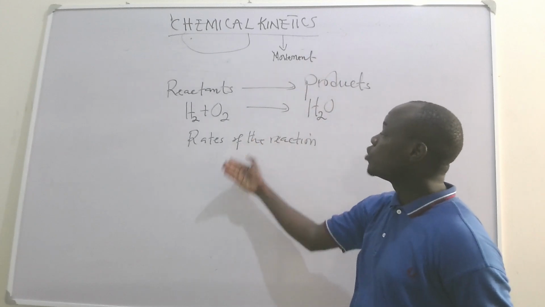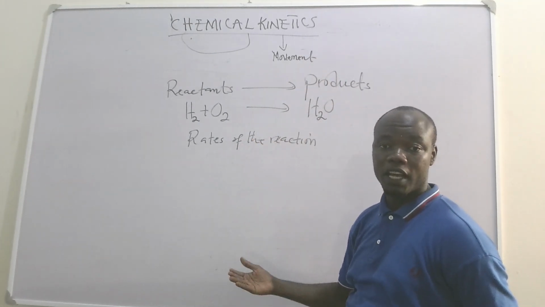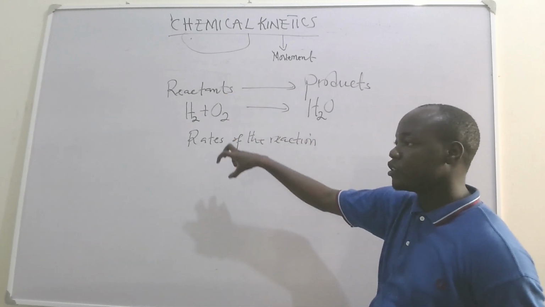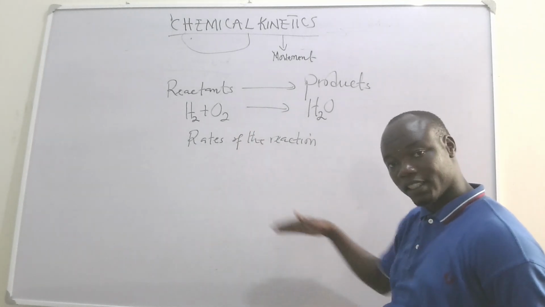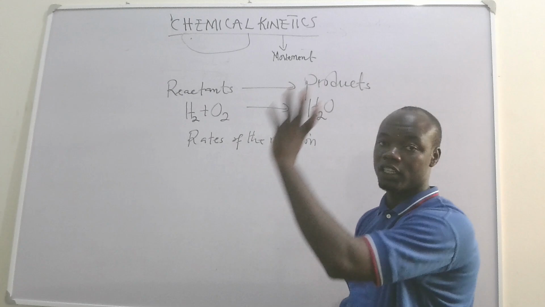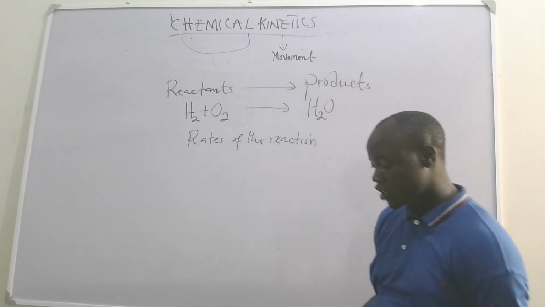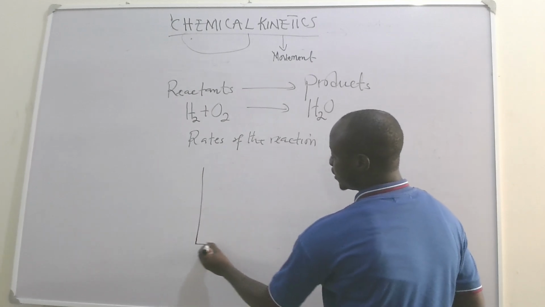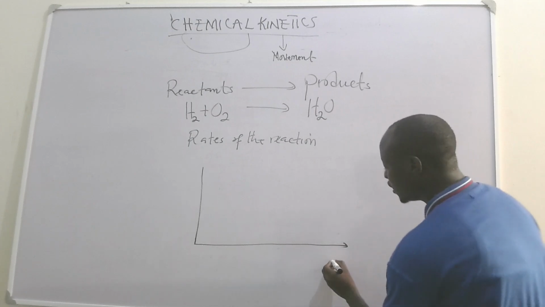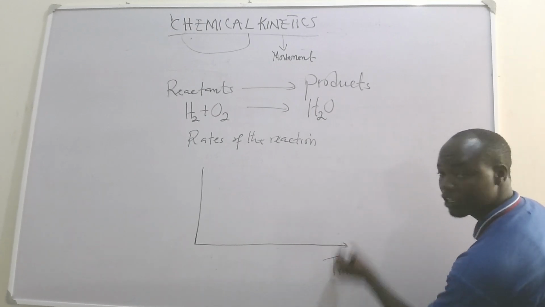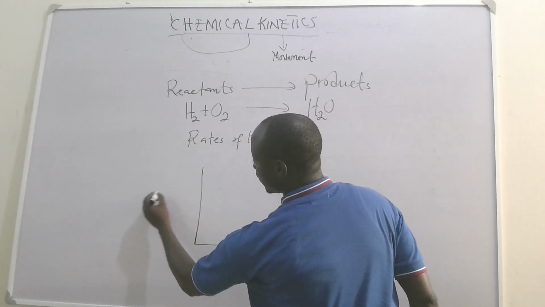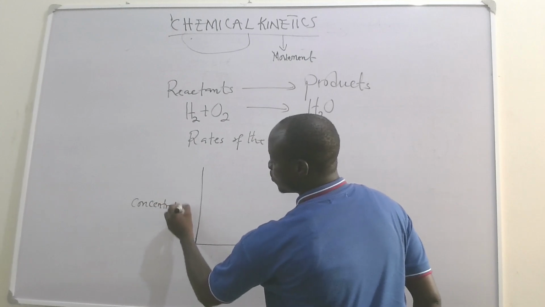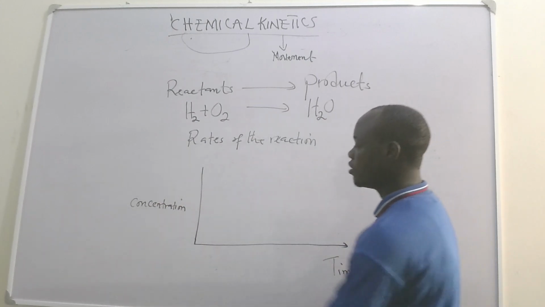So that is why when we talk about the rate of the reaction, generally the concentration of the reactant particles decreases, while the concentration of the product increases. In many cases we use a graph to show the progress of the reaction. We have time here, and we have concentration on the y-axis.